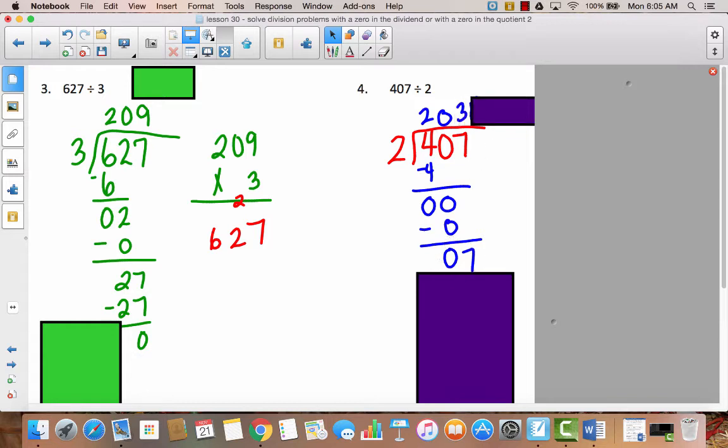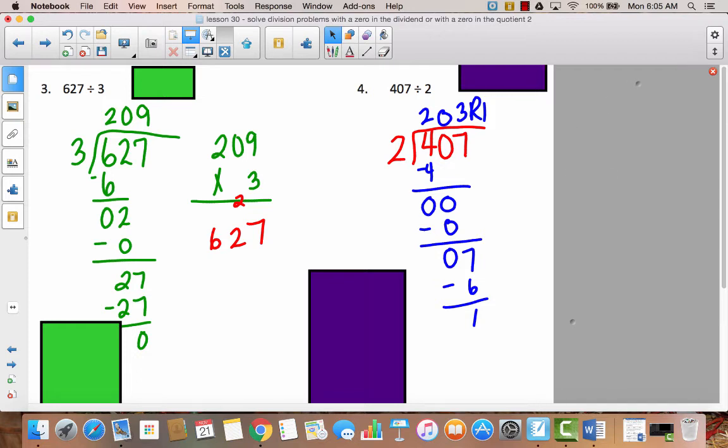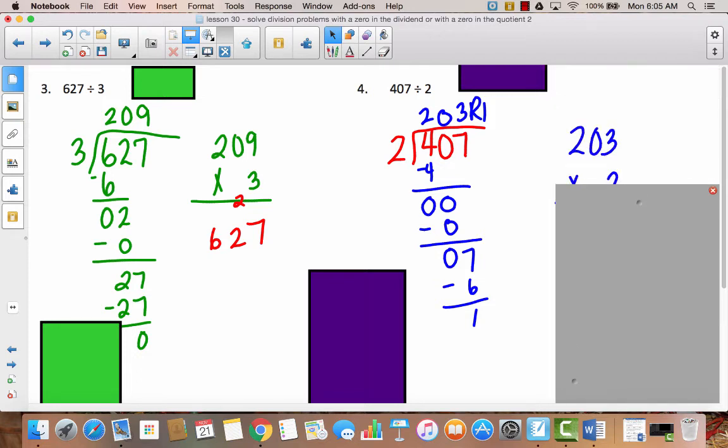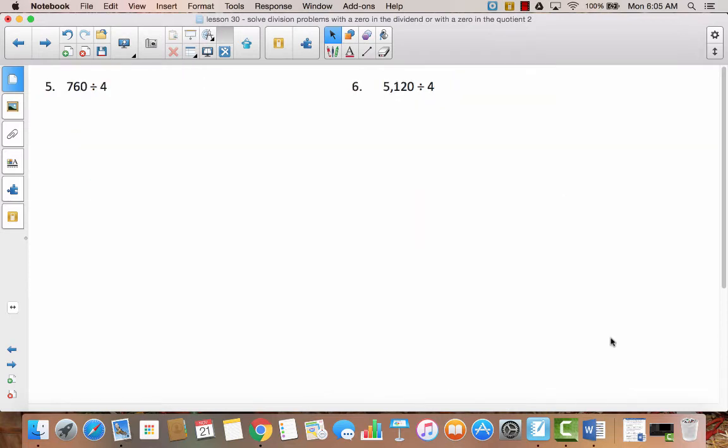7 divided by 2 was 3. 3 times 2 is 6, and that gave me a remainder of 1. So then I was ready to check my problem. So I took 203 times 2, and that gave me 406, and I added my remainder of 1, and that gave me 407. All right, let's take a look at problem number 5 and 6.